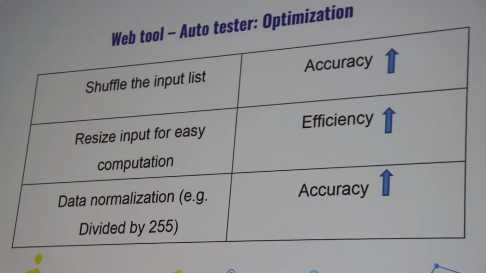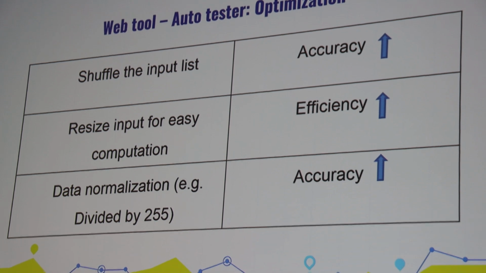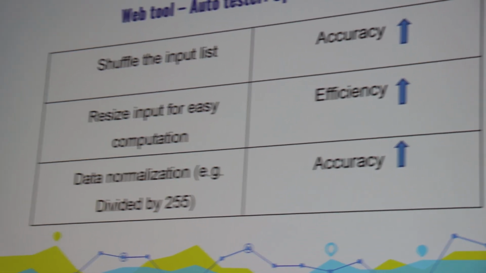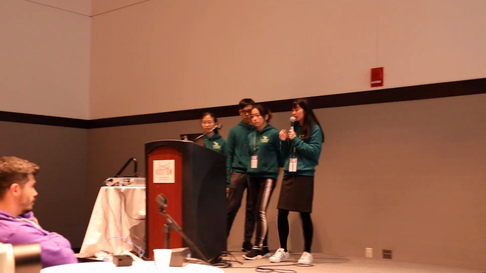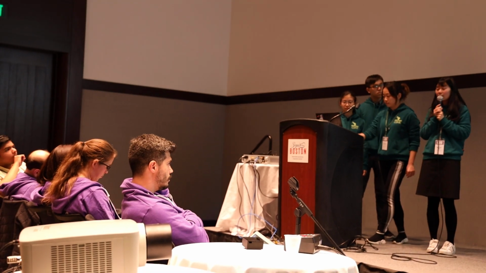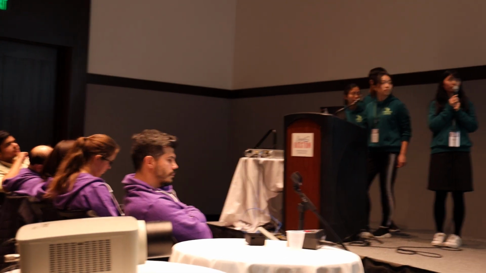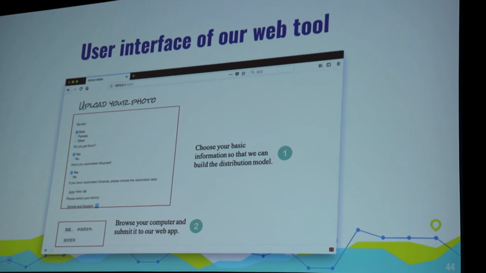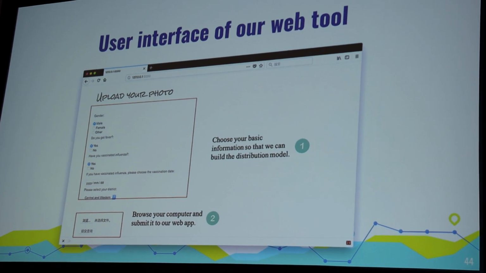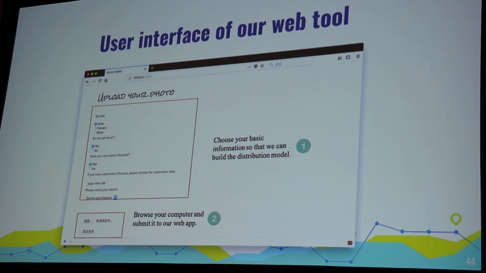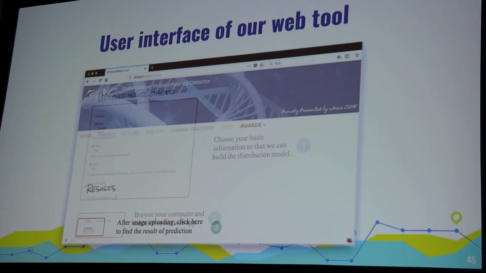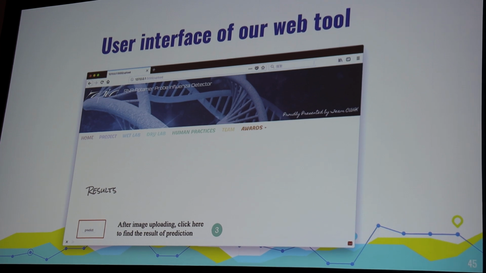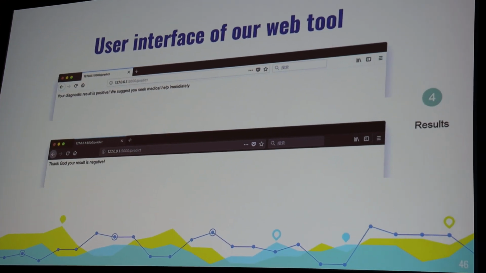And we also optimize the neural network by shuffling the input list and normalizing the data to increase its accuracy, while resizing the input image to increase its efficiency. And this is the user interface of our webtool. Users can fill in some personal information and upload the image captured using tracer and their mobile phone. And they can submit to see the diagnostic results of influenza.